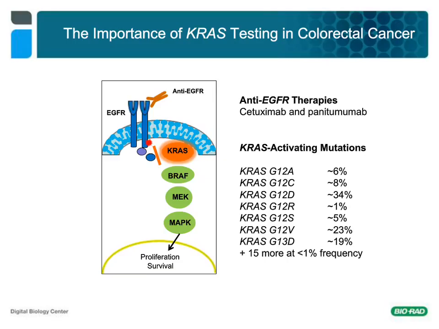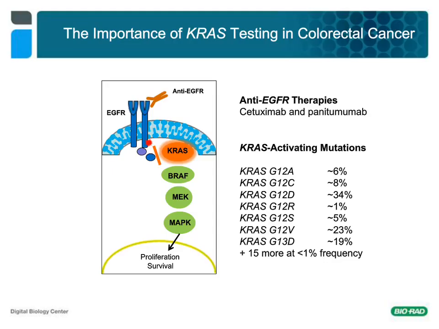EGFR signaling is a significant driver of metastatic colorectal cancer, and blocking EGFR signaling is one of the major treatment options. However, downstream activating mutations in KRAS block the benefits of anti-EGFR therapy in about 40% of the CRC cases, and are therefore counterindicated for anti-EGFR therapy.